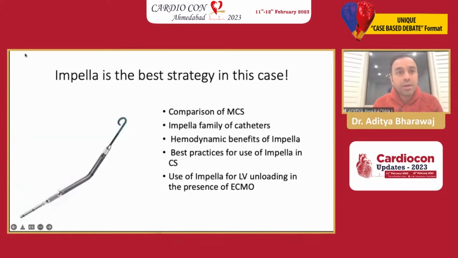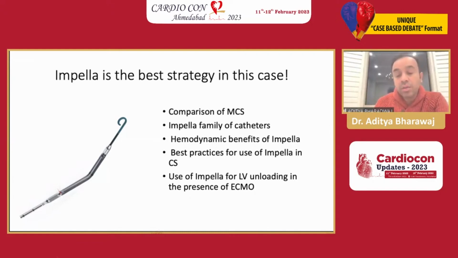So I am going to be talking about Impella, which is the best strategy, but this is sort of going to be what the agenda for my talk is going to look like. So first we'll look at the comparison of MCS devices, which was already touched upon previously. We'll focus on the Impella family of catheters. We'll talk about the hemodynamic benefits of Impella, which is, I think, very important. We'll talk about the best practices for use of Impella in cardiogenic shock. And finally, I think we're talking about balloon pump and Impella in this case.